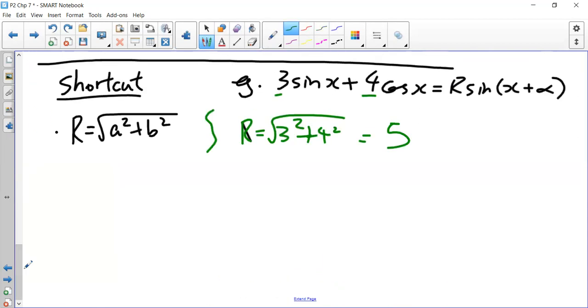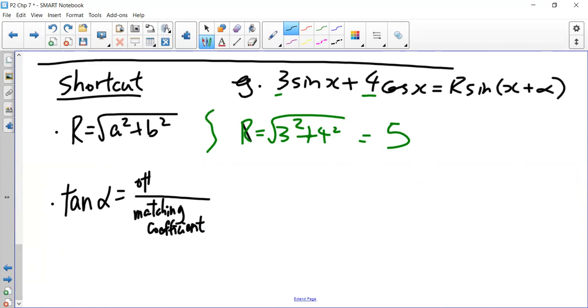Next one, for the value of alpha, tan alpha equals, now this one is a bit different. This one is what we call matching coefficients. The top will be the other coefficient. Now, there's a reason why I fill up the bottom first, the denominator, because the denominator is the one where you decide which one goes where. In this one, we also ignore the negative sign.